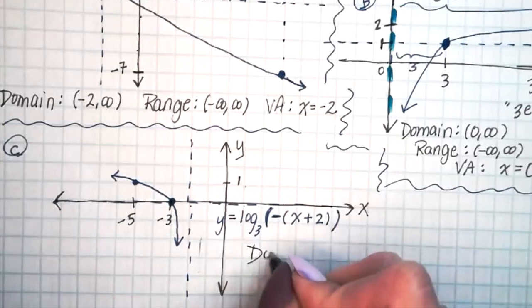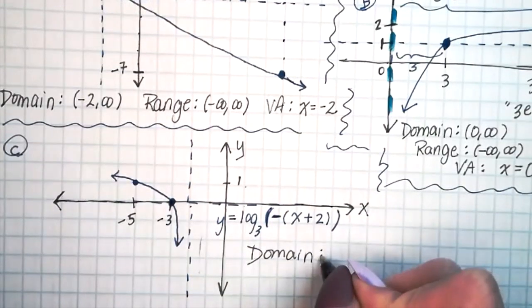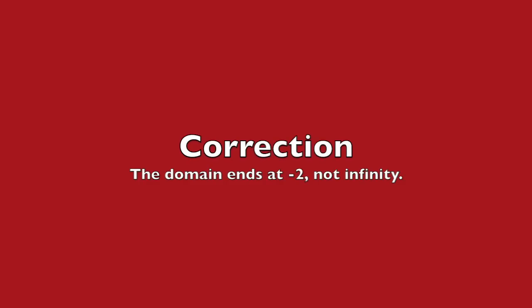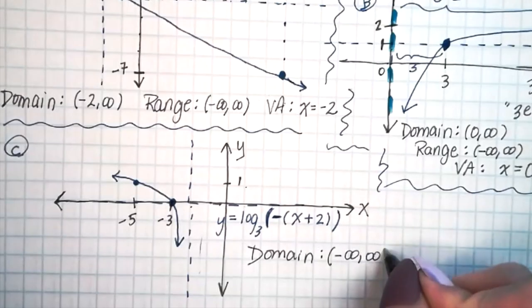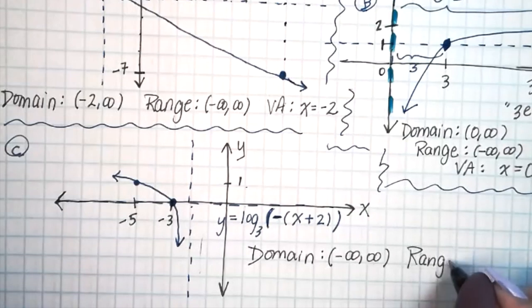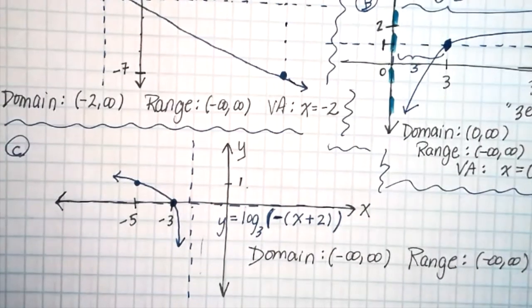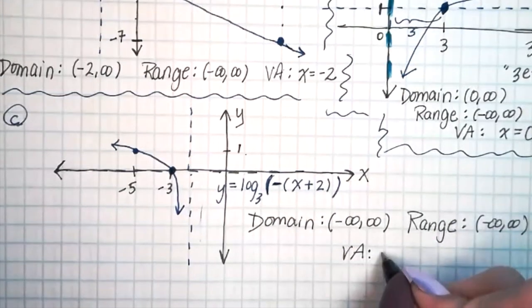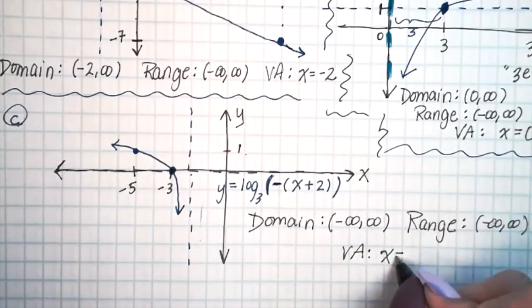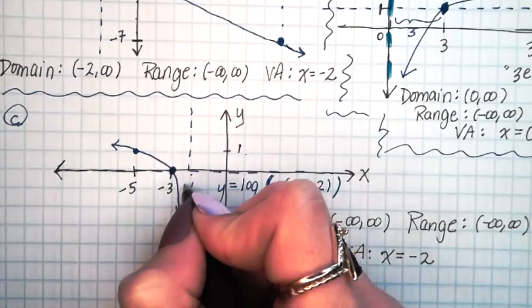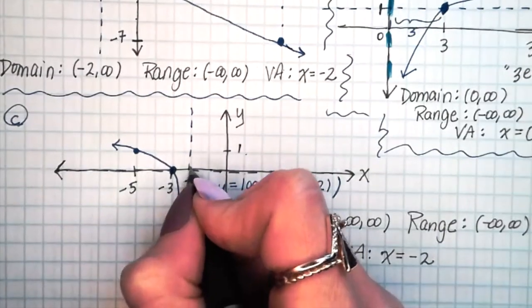Our domain is a little bit different than the other examples. It's from negative infinity until infinity. Our range is always the same for logarithmic functions, negative infinity until infinity. Our vertical asymptote will be at x equals -2, which I will also label in this picture.